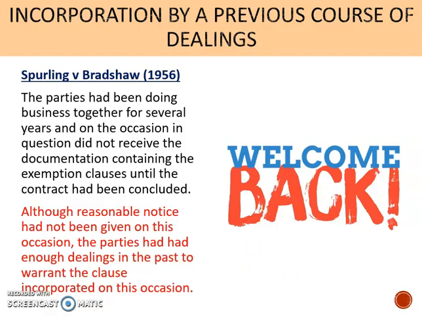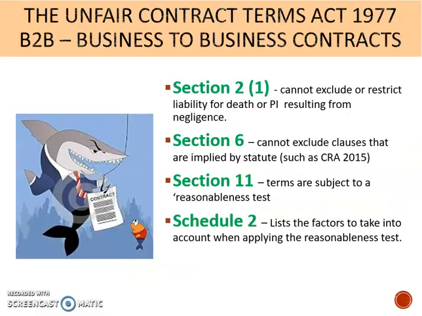What we've looked at so far are the common law controls on exclusion clauses. So under the common law, we have to have the clause incorporated, and that can be through signature, through notice, and through previous course of dealings. What we're going to look at now is, okay, if it has been incorporated, can we possibly make that clause invalid using Acts of Parliament? The first act we're going to look at here is the Unfair Contract Terms Act 1977.